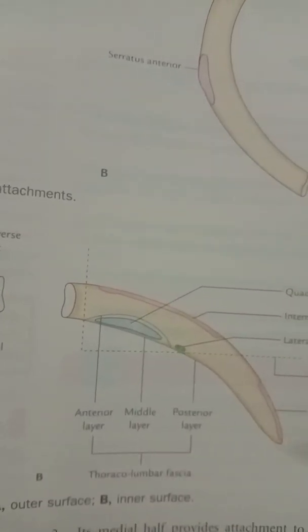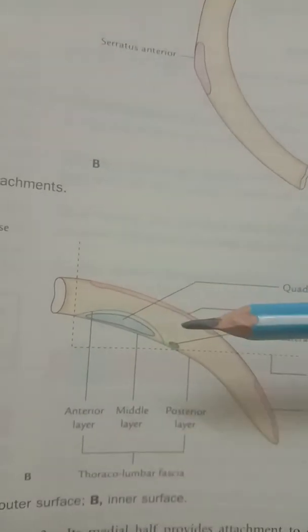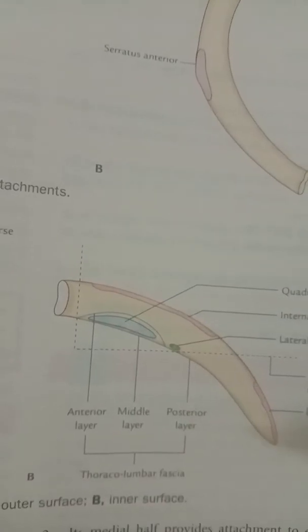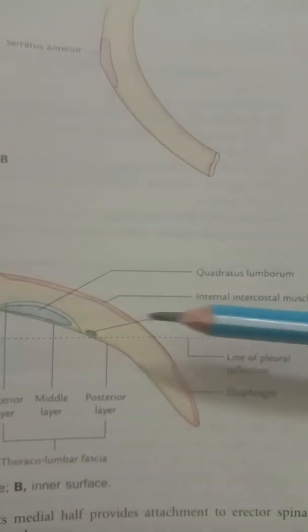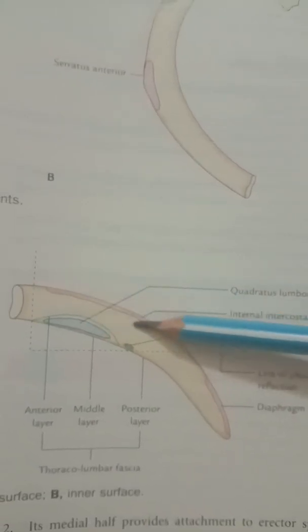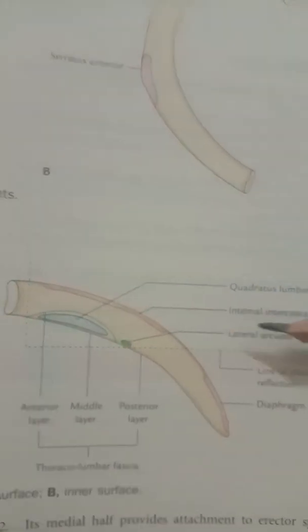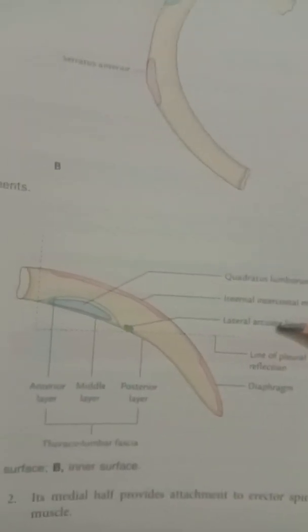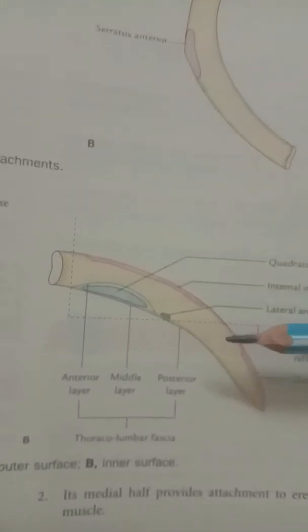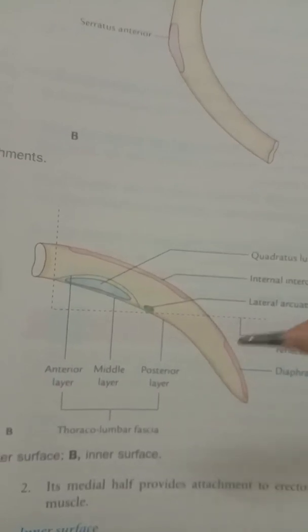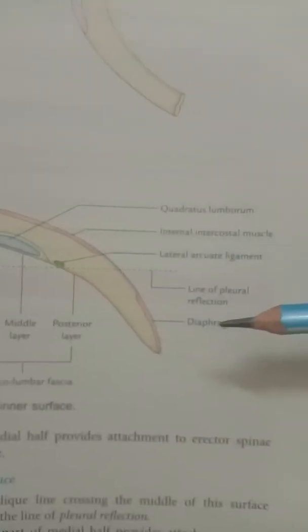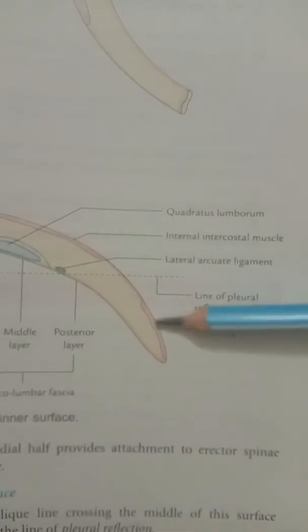Then the middle two-fourths near the upper border provide attachment to the internal intercostal muscle. So this one, the internal intercostal muscle. Then next to it, the upper part of the lateral one-fourth near the tip provides the attachment of the diaphragm. So this one.